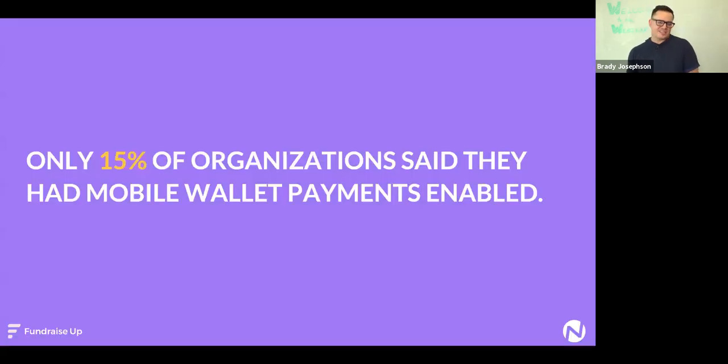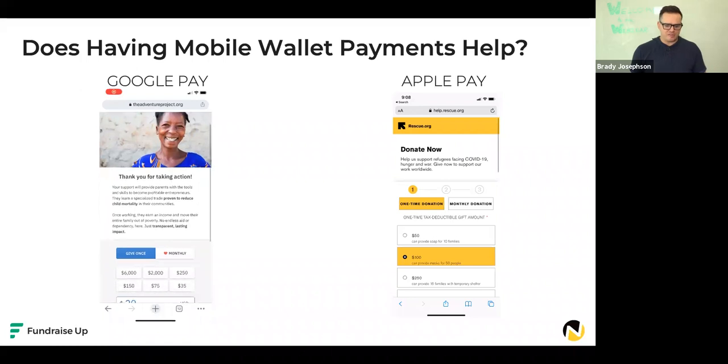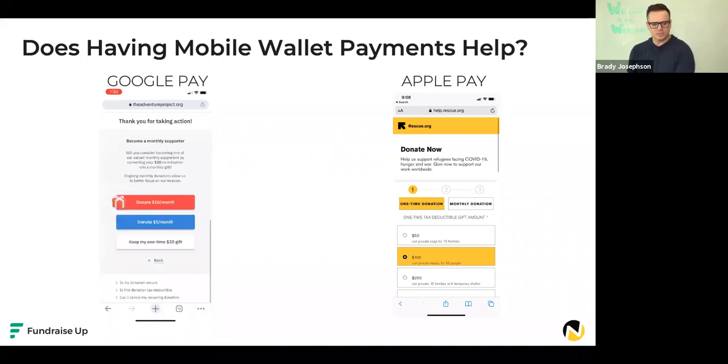So PayPal is basically a version of mobile wallet, but when we talk about mobile wallet, we're really talking about Google Pay, Apple Pay, and Amazon Pay in particular. And only 15% of organizations in this study had mobile wallet payments. So here's what mobile wallet payments look like. On the left, you've got Google Pay, and on the right, you've got Apple Pay. I'll play these each as you go.